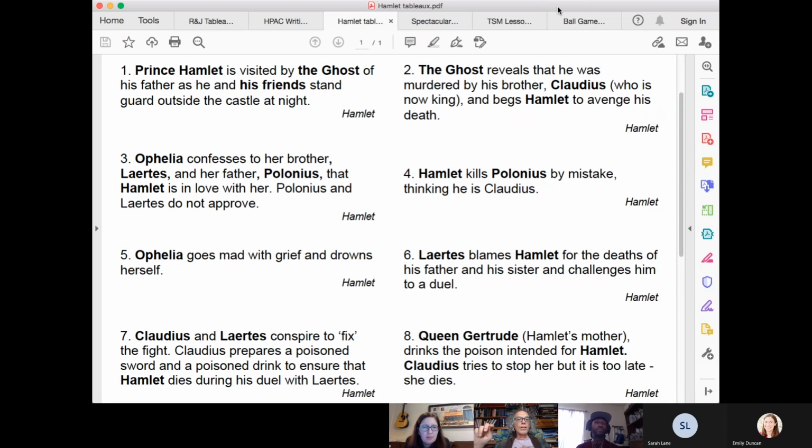I'll do number 3. Ophelia confesses to her brother Laertes and her father Polonius that Hamlet is in love with her. Polonius and Laertes do not approve. Hamlet kills Polonius by mistake, thinking he is Claudius. Ophelia goes mad with grief and drowns herself. Laertes blames Hamlet for the deaths of his father and his sister and challenges him to a duel.